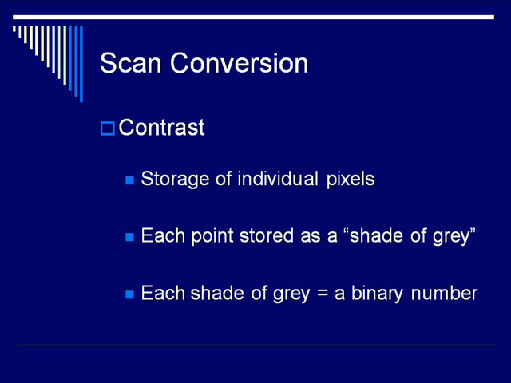Finally, and most practically, we need to digitize contrast. We get a continuously varying voltage, and that voltage can be any number, but the brightness we display on the screen can only be one of as many shades as we can store. So we can store each of those points as a specific shade of gray, and we can code each of those shades of gray into a binary number, and that gives us how many shades of gray we're using.